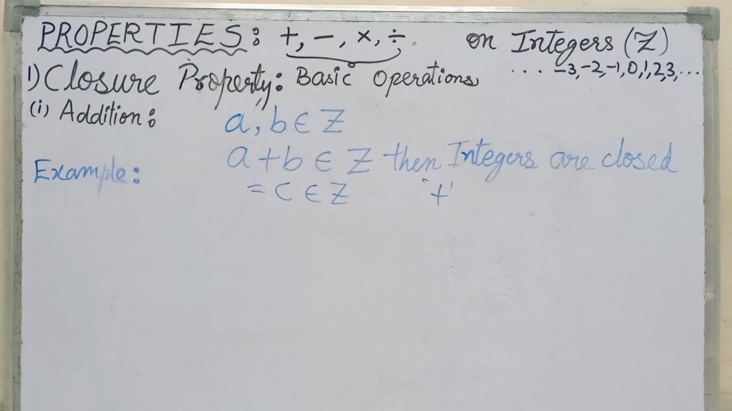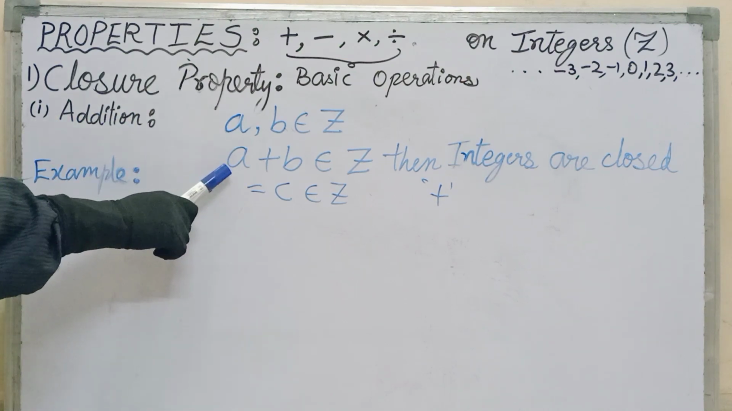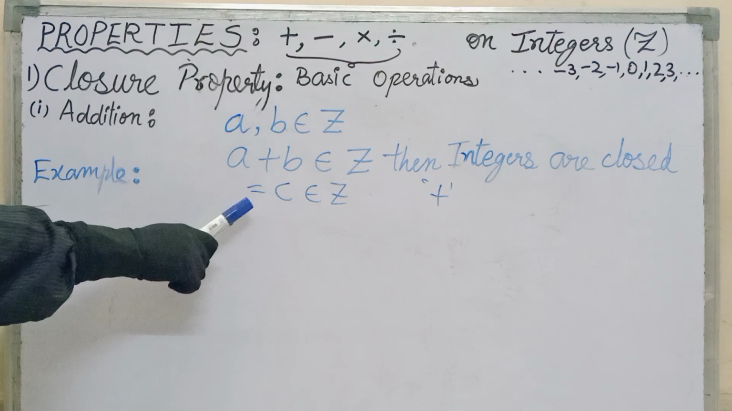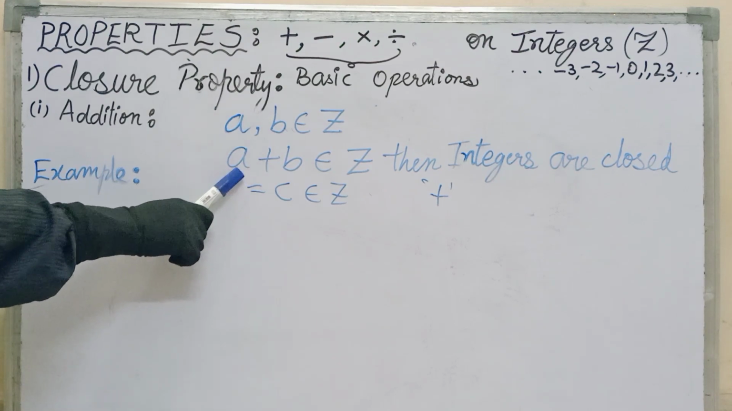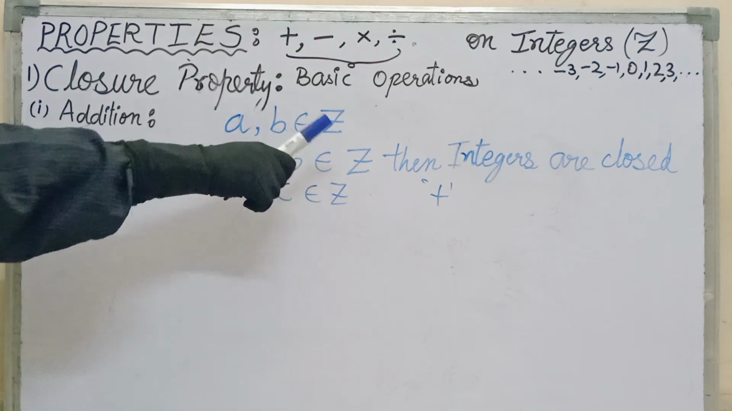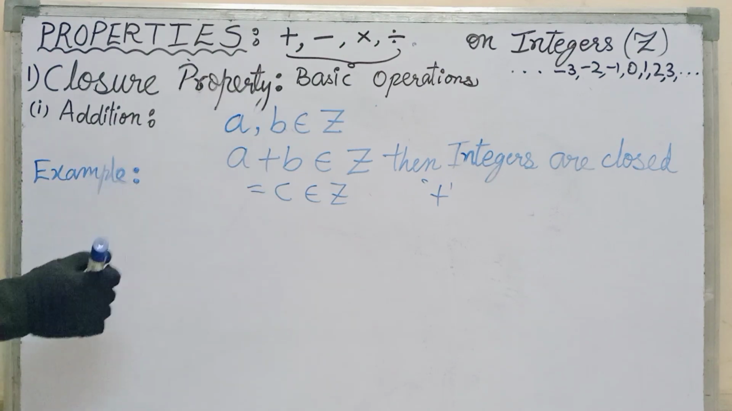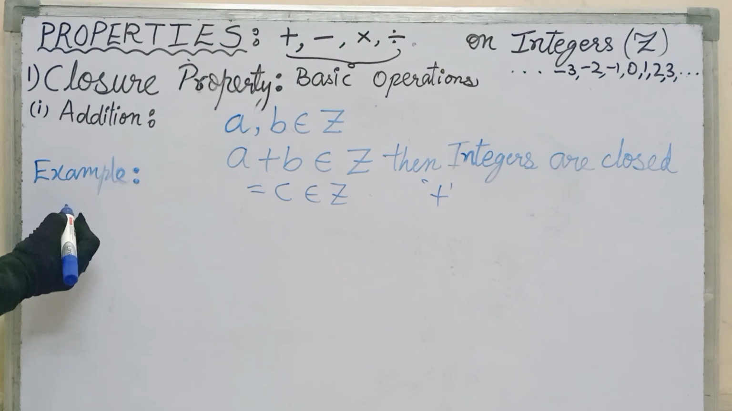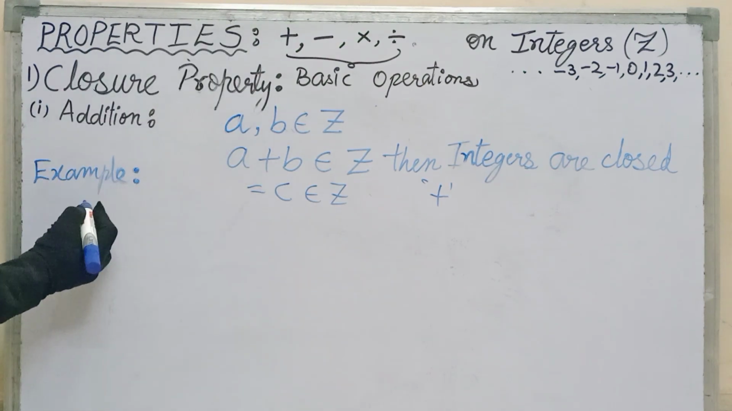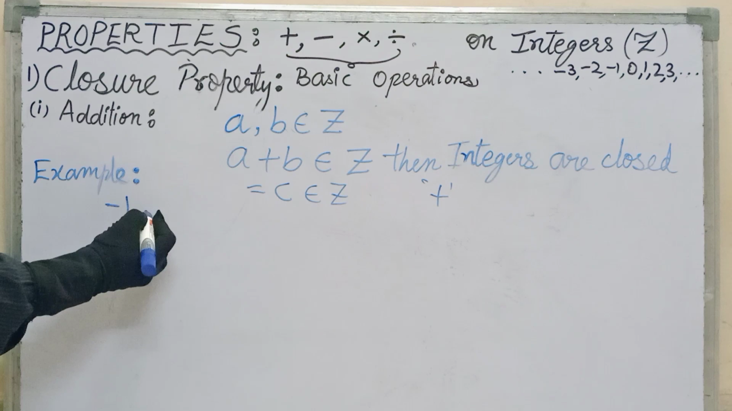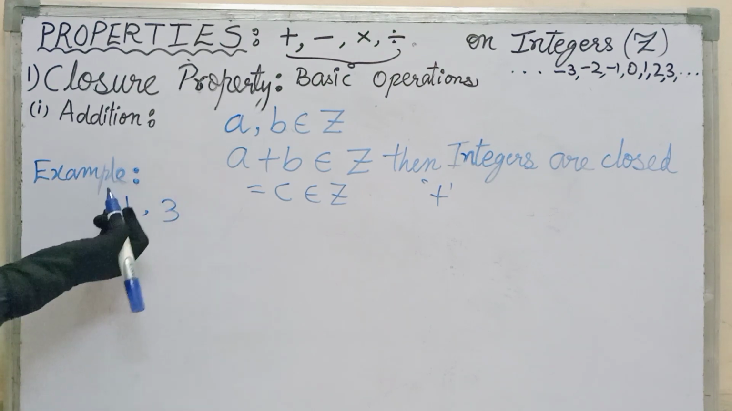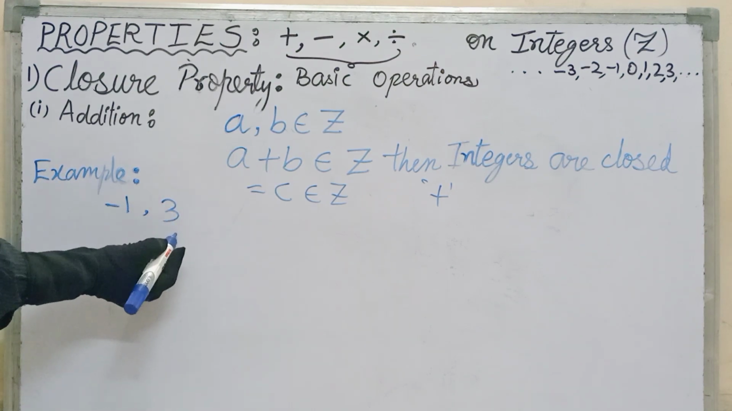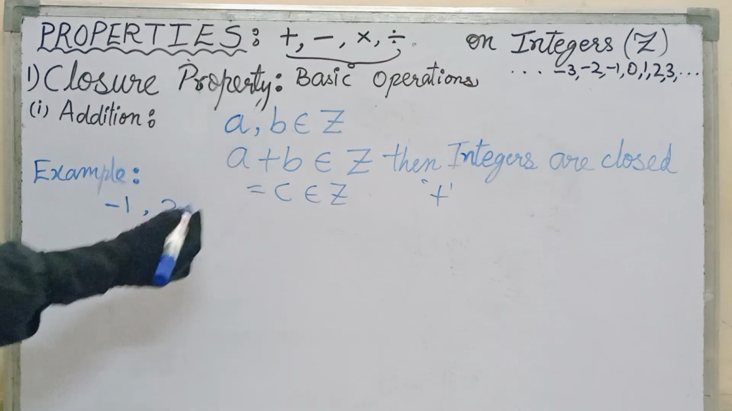Here we will take examples. First we will check addition. Here we said if A, B belong to integers, then if A plus B also belongs to integers, then integers are closed under addition. So what we will do, we will take two integers. Any two integers you can take. If I take -1 and 3, that is a negative number and a positive integer, then we will see what we get.